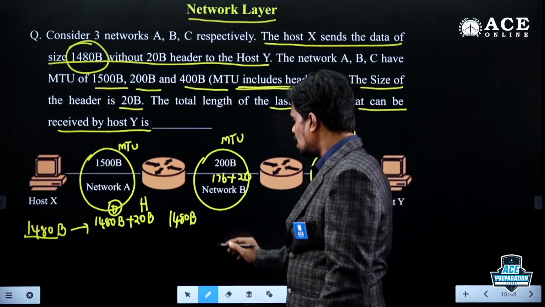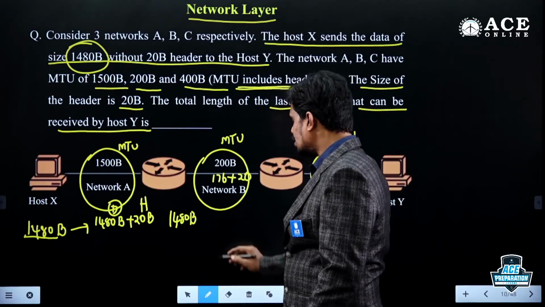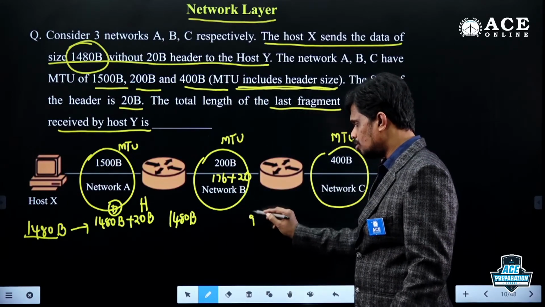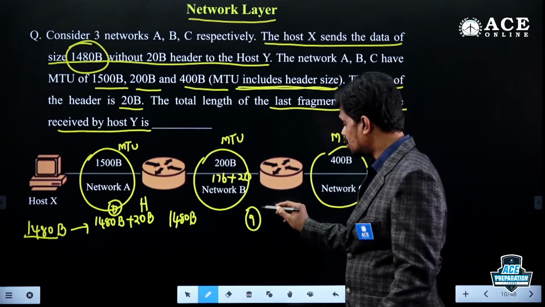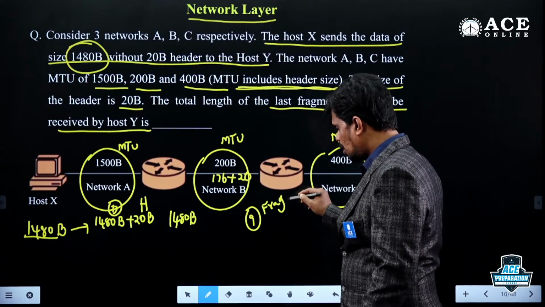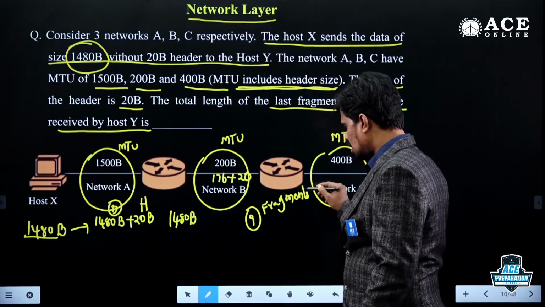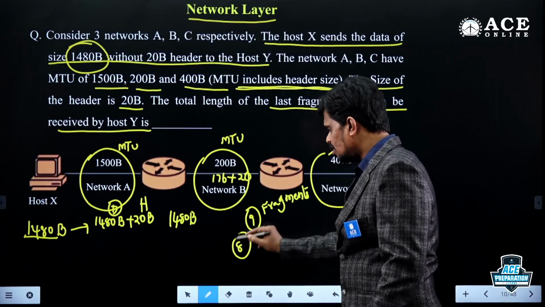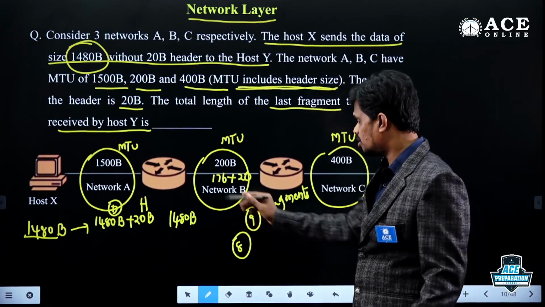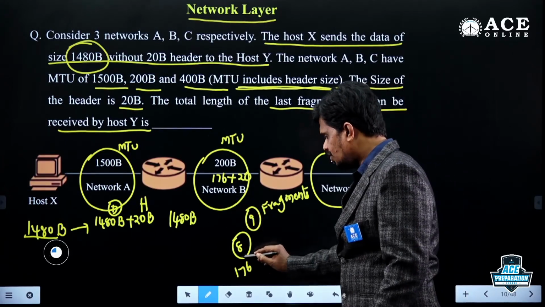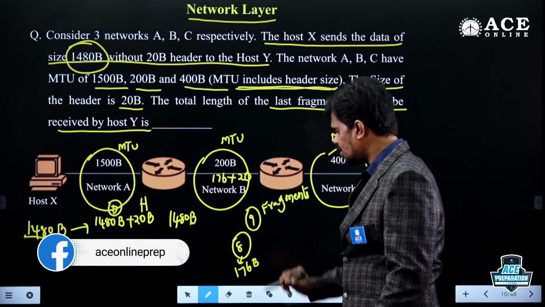It means that 9 fragments are being created. So among the 9 fragments, 8 fragments are having the full 176 bytes of data.